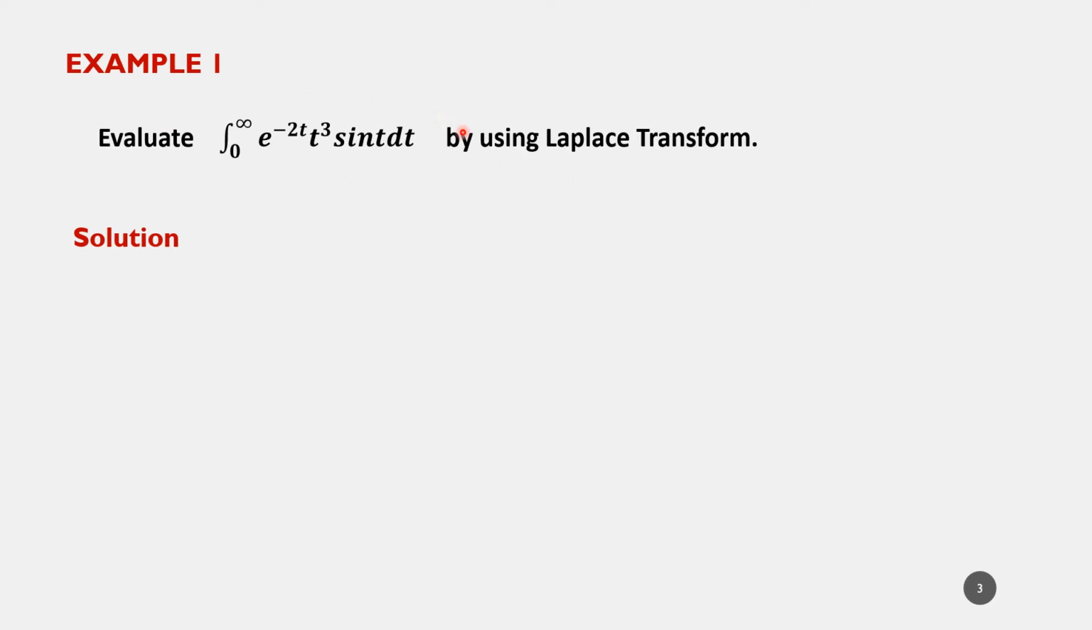We are not asked to calculate the Laplace transform of some function. So whatever properties we have studied till now, the change of scale, first shifting, multiplication by t, all these properties can be applied when you have L of some function. So here L is not given. Instead, we are given a definite integral. So first step will be we have to convert this integral to Laplace transform.